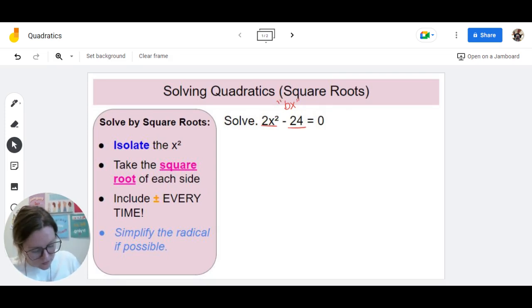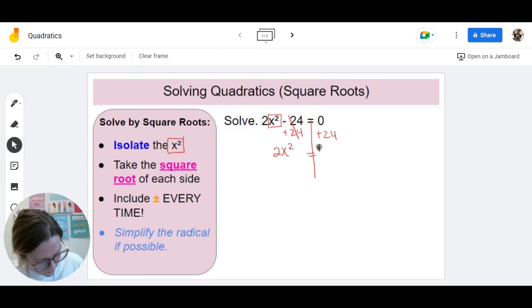So when we're solving square roots, the first step is going to be to isolate the x squared wherever it may be. So I'm going to put a box around my x squared here. I want to get that by itself on one side and everything else on the other side. So we are going to solve just like we would a regular equation. Remember, we're going to add 24 to both sides first. They'll cancel on the left, so I have 2x squared is equal to 24. Again, I want to get the x squared by itself, so the opposite of 2 times x squared is to divide it on both sides. So I get x squared is equal to 12.